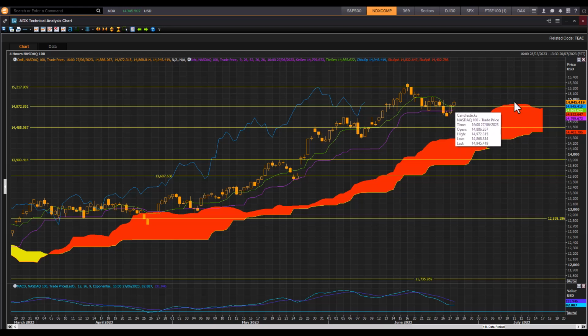The only problem now is, are we going to find support at this top end of the front end of the cloud, make another attempt to retest 15,217, or are we going to sell off and then dip below the bottom end of the cloud? Now, price action above the cloud is so far still bullish. Any price action below the cloud is bearish. So keep an eye on these downside support targets.